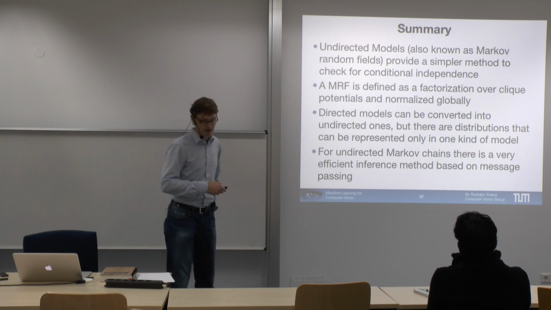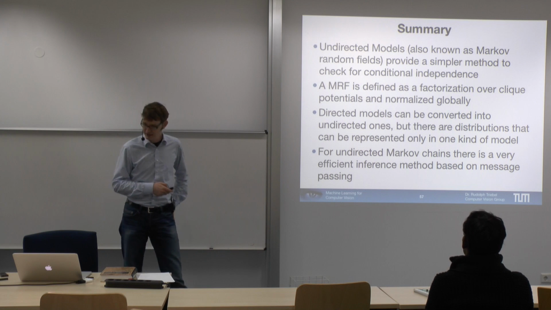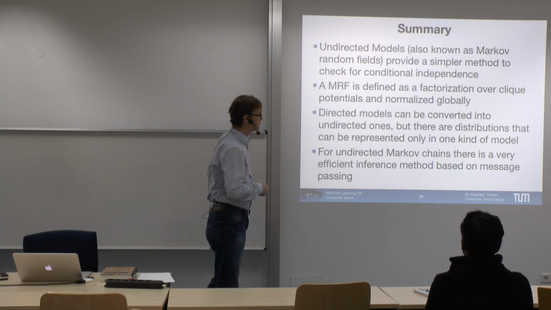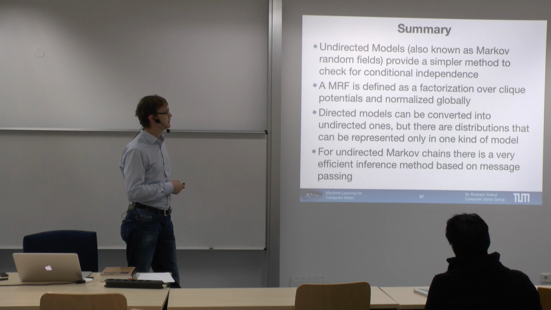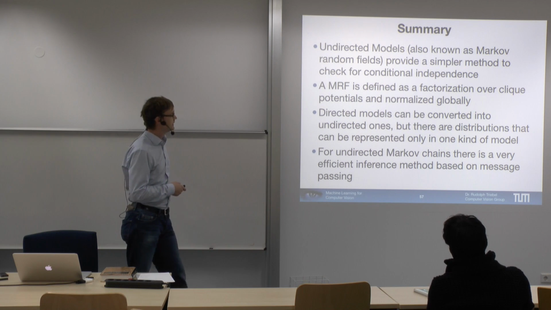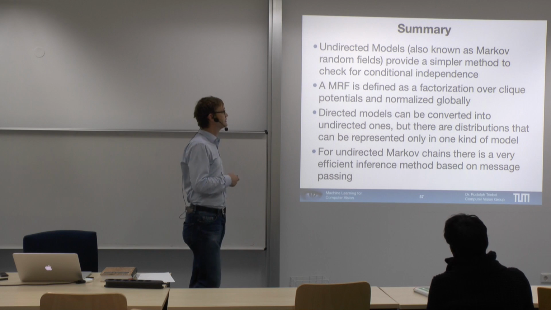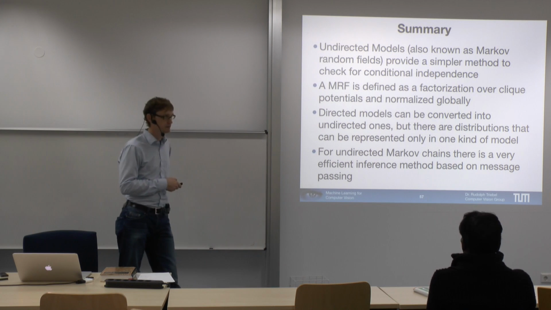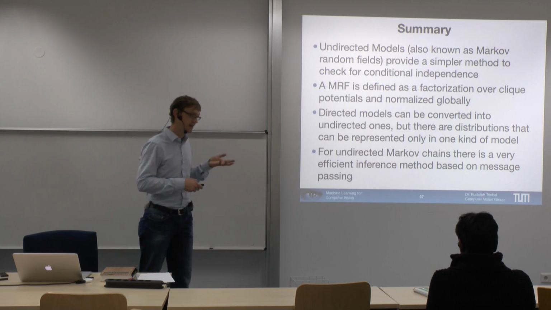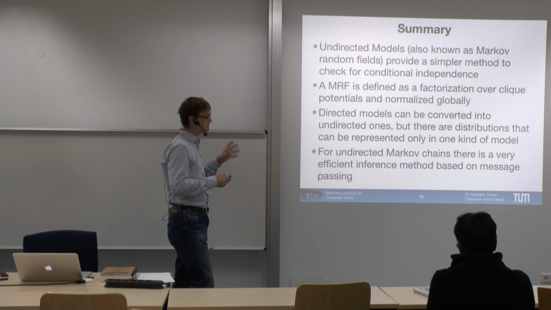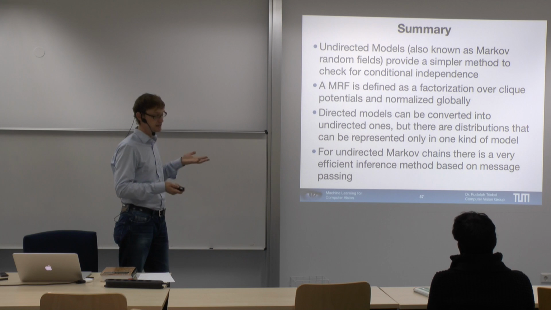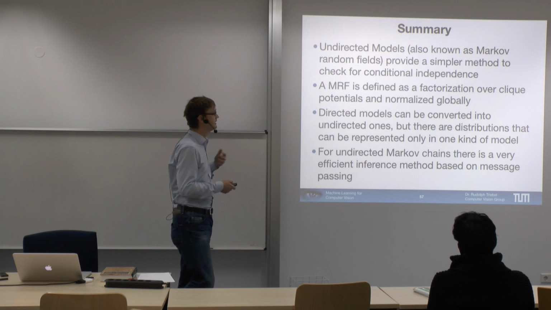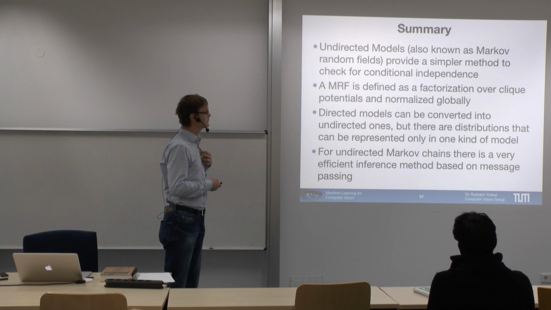Yeah, let's summarize also the last part of this lecture today. We have seen undirected graphical models. These are also called Markov random fields. They provide a much simpler method to check for conditional independence, right? We don't have to have this complicated notion of d-separation. We just look at the graph and see if every path from A to B is blocked, and being blocked is much easier to check than for directed graphical models.